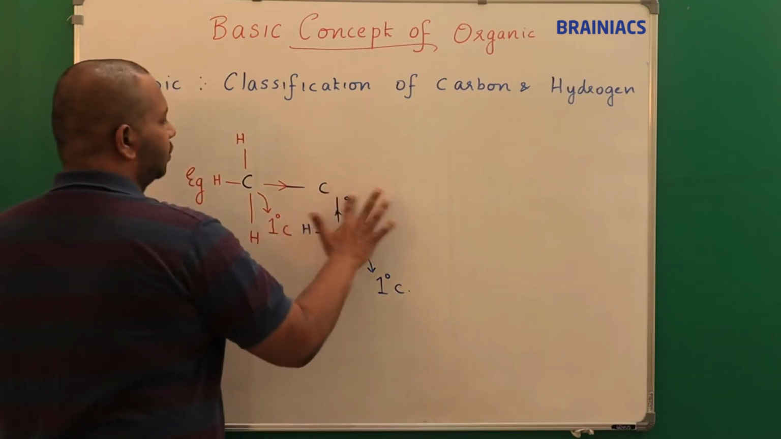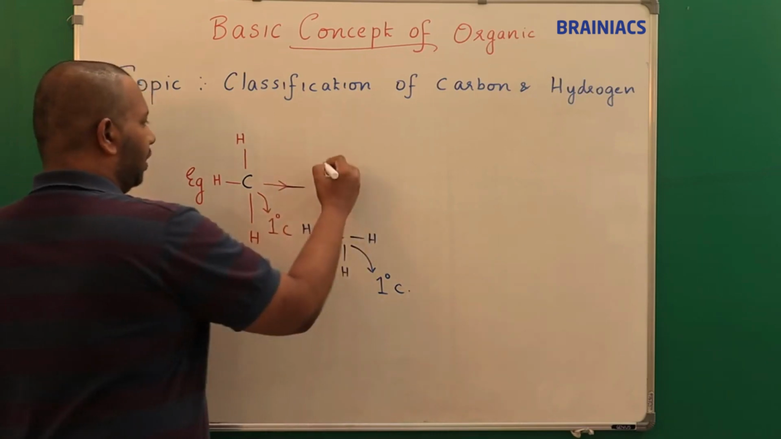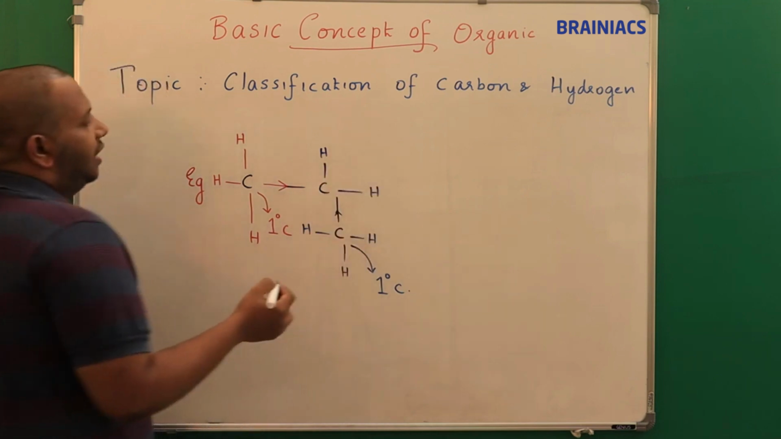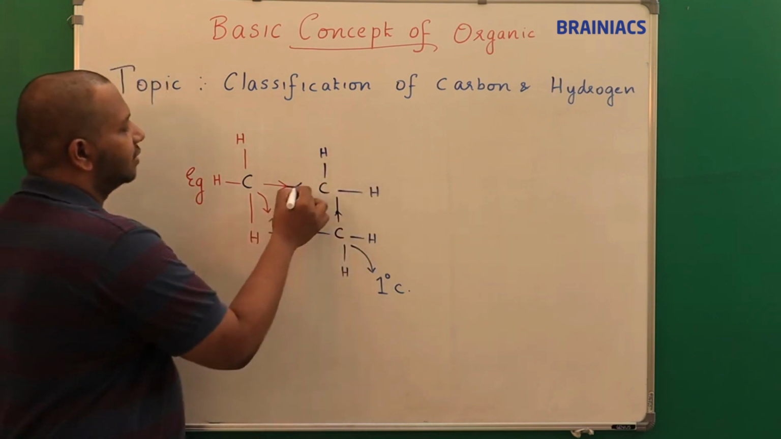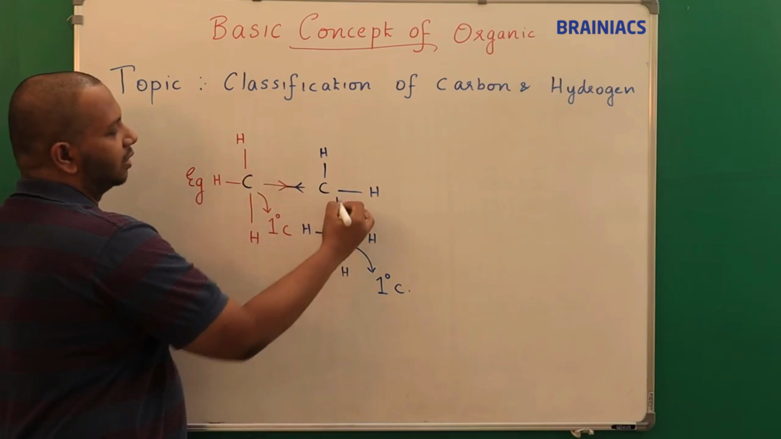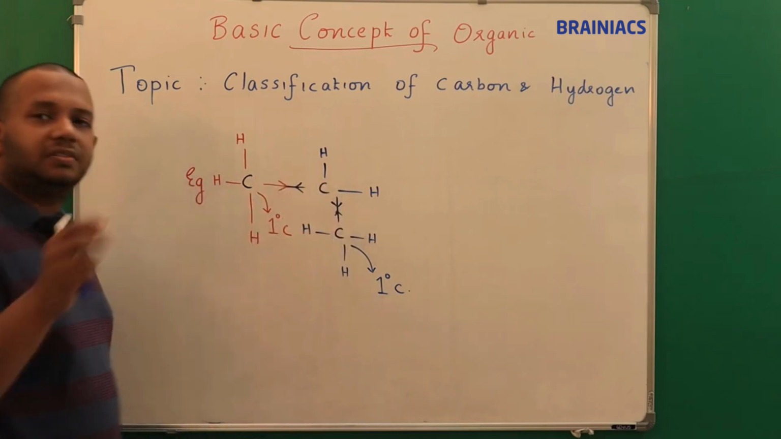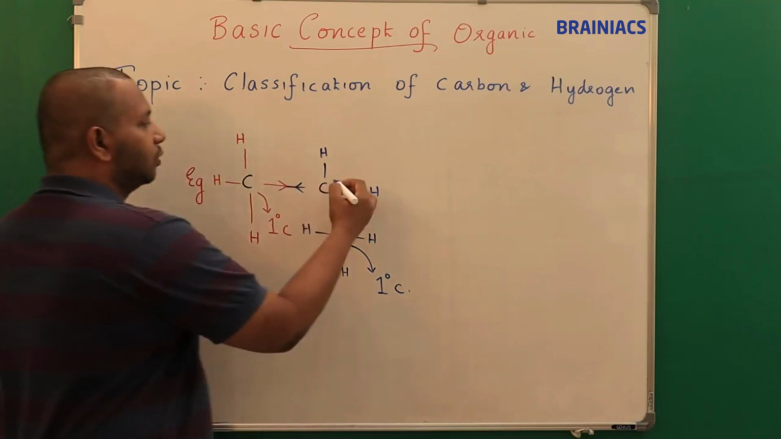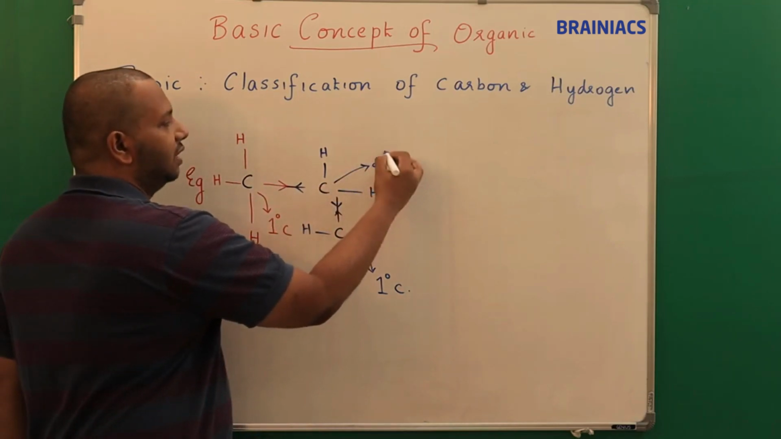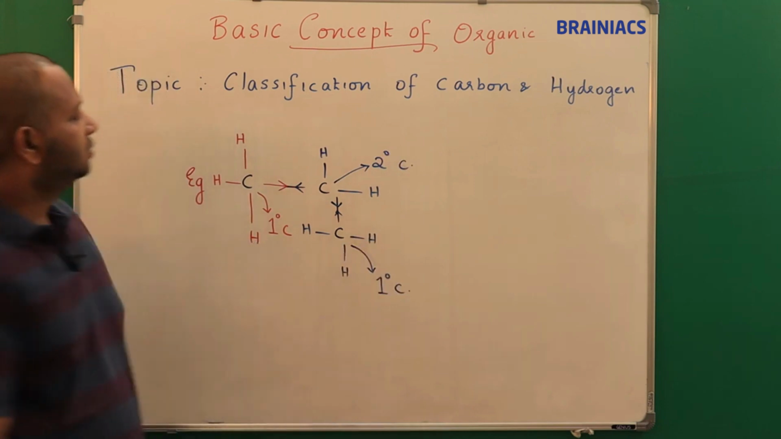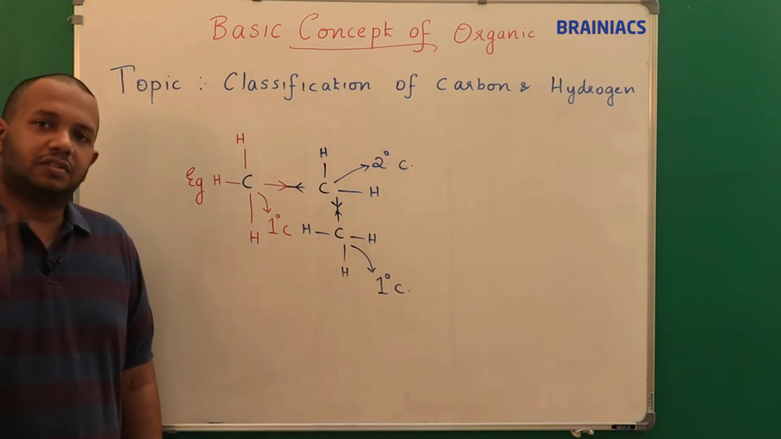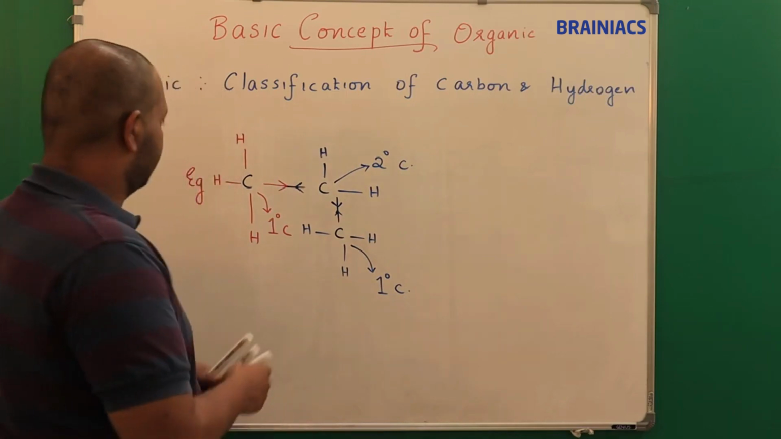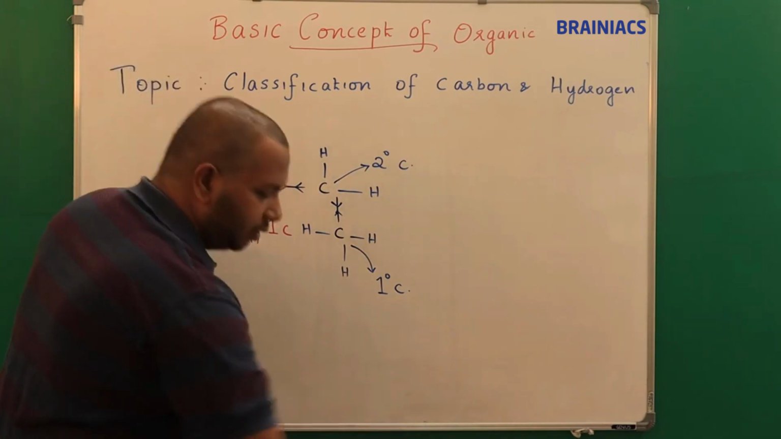Now let's look at this one. Here 2 hydrogens are connected, and the 3rd and 4th valencies are connected to carbon. That means this carbon atom is connected to 2 other carbon atoms. So what sort of carbon is this one? This is a 2-degree carbon. Understood? So this is how we should understand this. Now let's see another example for a 3-degree carbon. Let me draw it.